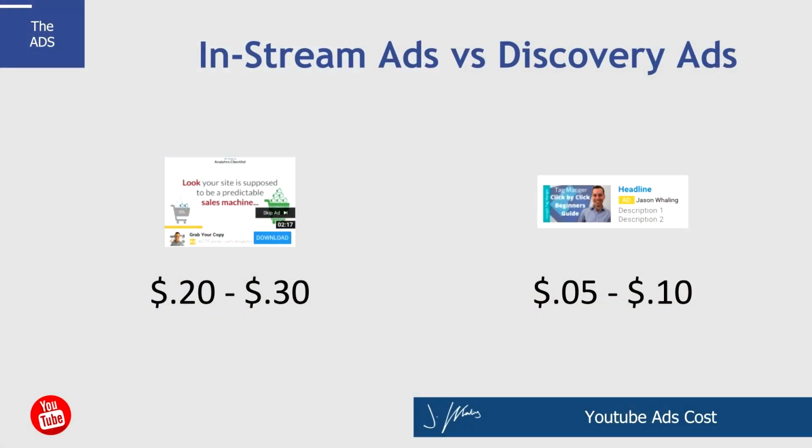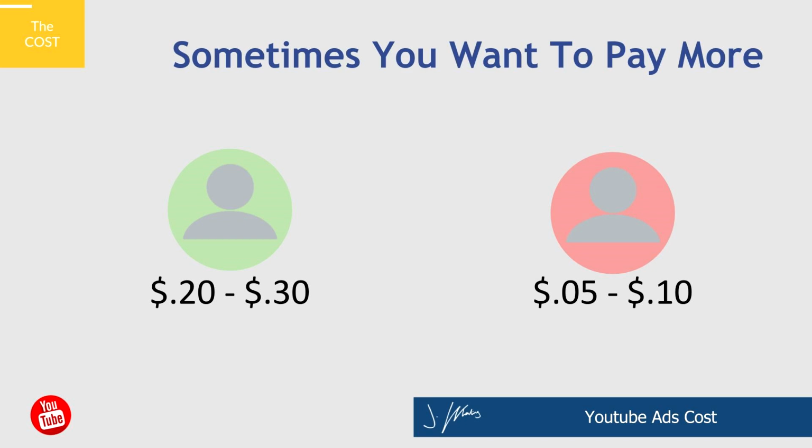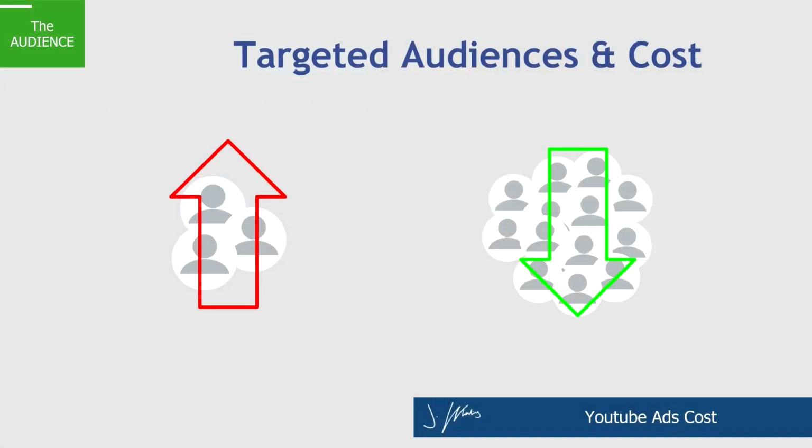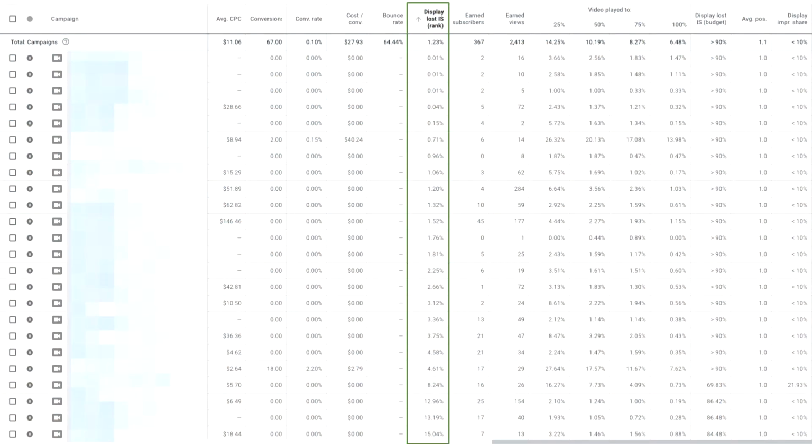So as a quick summary, in-stream is going to be more expensive than discovery, but in-stream is great if you're driving traffic off of YouTube. Remember, quality of views matters just as much, if not more, than what you're paying. Then the second factor goes into the audiences that you're targeting. The smaller the audience, the more you're going to pay. And the third factor is whether or not your video ad is relevant to the audience that you're targeting. Display rank lost is going to be Google's way of telling you whether or not they think your ad is great or it kind of stinks.